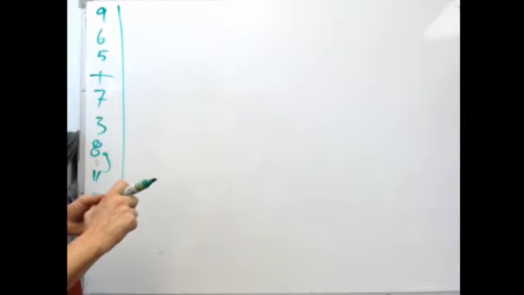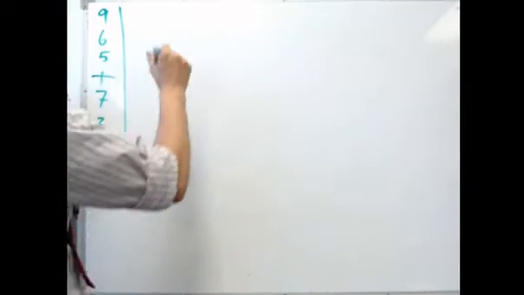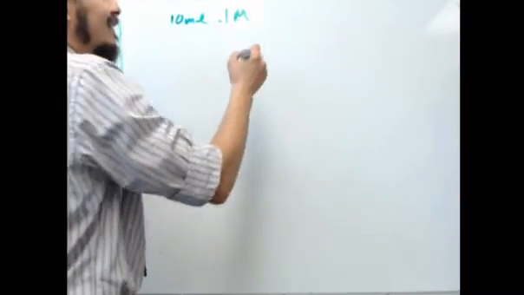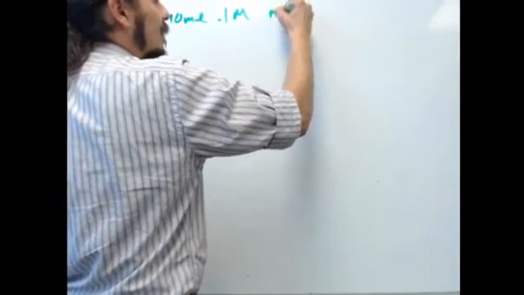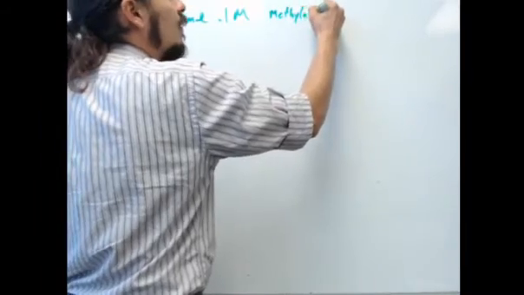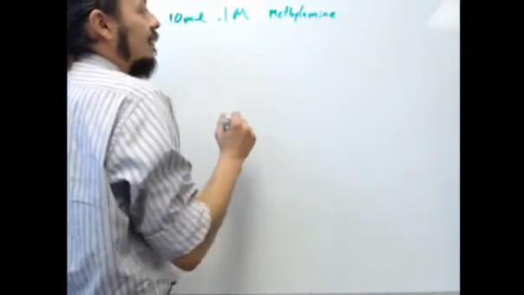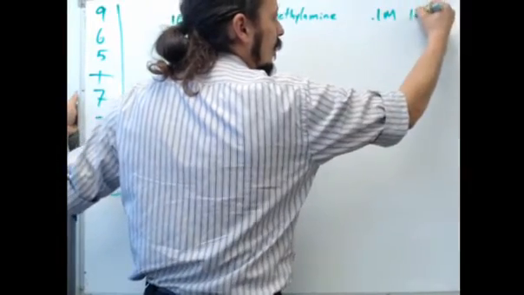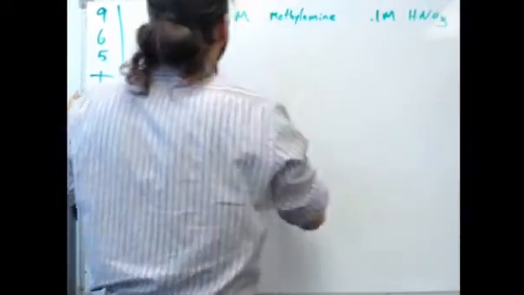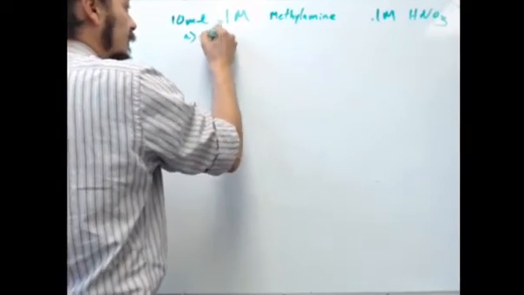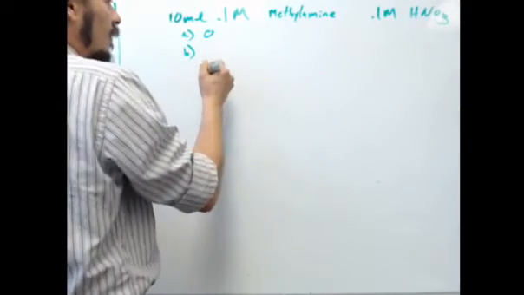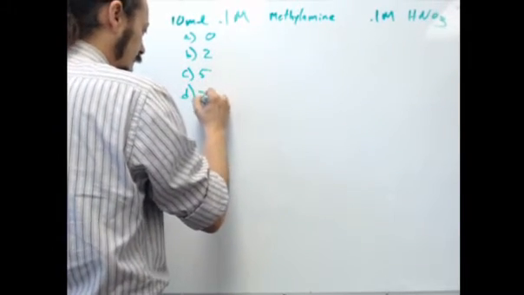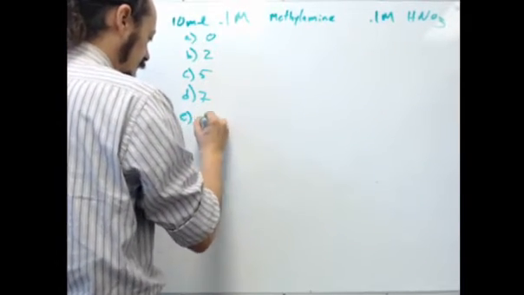Yeah, I'll read it. A 10 milliliter solution of 0.1 molar methylamine solution is titrated with 0.1 molar nitric acid. Calculate the pH after each of the following additions of the nitric acid solution. So it's initial pH first, then 2 milliliters, 5 milliliters, 7, 10, 12, and 14.